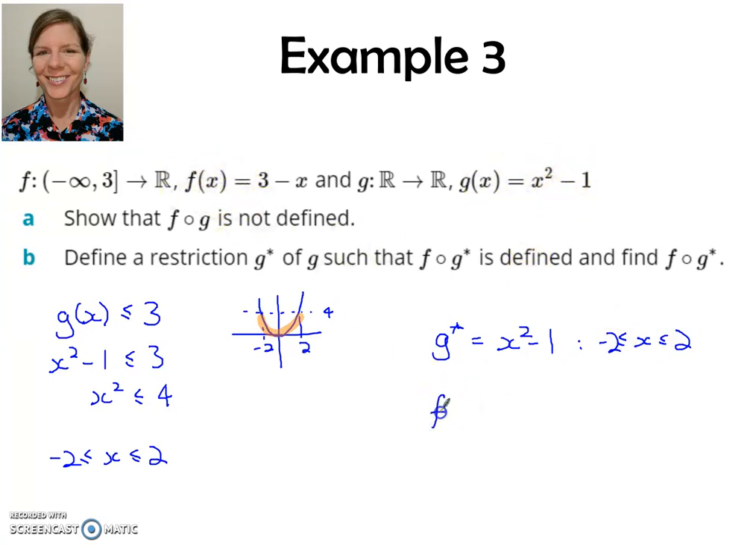Now the last thing it said was find f of g star, and this is pretty straightforward. This is just where we do our usual 3 minus, and so we're doing f of g. So f of g star is 3 minus (x squared minus 1), and when you expand that out, you get 4 minus x squared, such that x is restricted, like so.